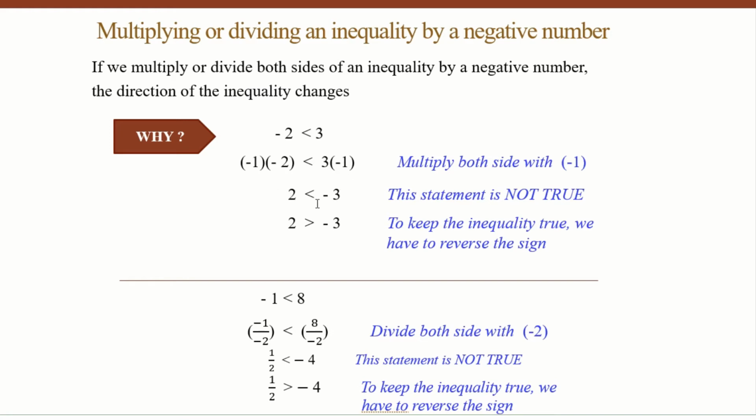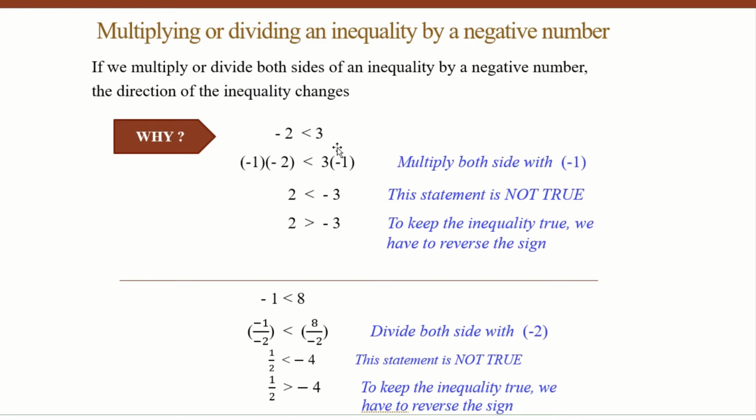See, if the sign doesn't flip, this statement is not true. 2 is not less than negative 3. Therefore, you will have to flip the inequality. Can you see that? That is why when you multiply or divide, the sign will flip, all right, to make sure that you satisfy the inequality.